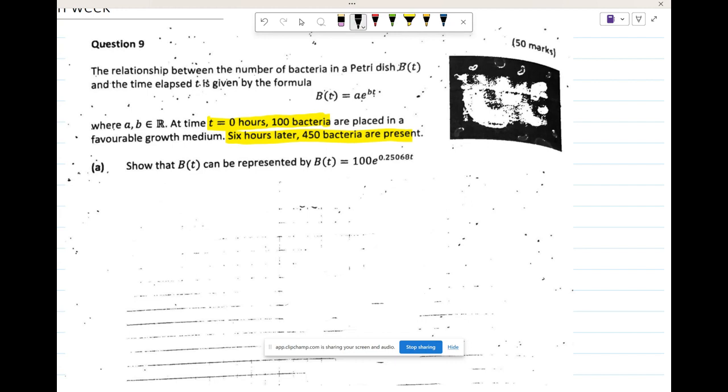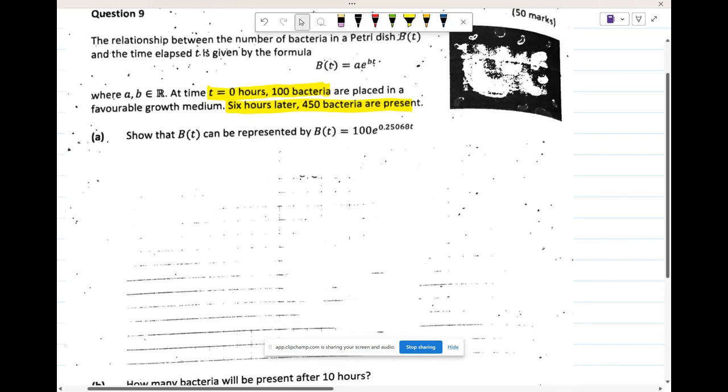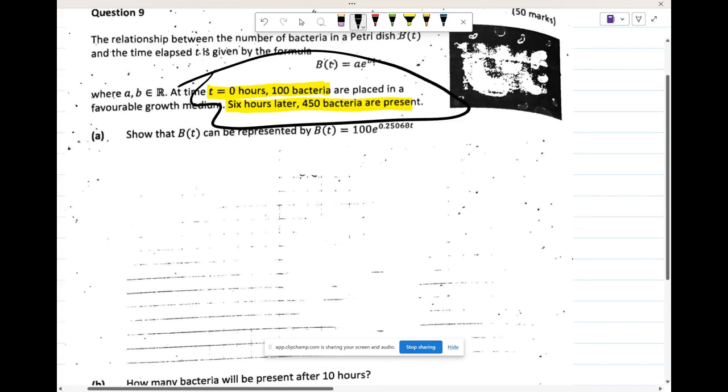And so it's asking us to show that B(T) can be represented by B(T) is equal to 100e^(0.25068T). Okay, so basically they want us to find A and they want us to find B. And how we're going to do that is we're going to use what they give us in the question.